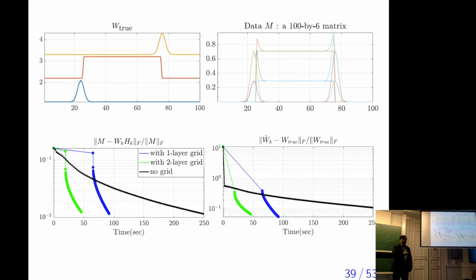So it tells that if you want to solve unimodal NMF, you have to use multi-grid. Otherwise, the time is too high. This also concludes that I don't need to compare with other existing approaches in the literature, because they basically have the same complexity as the method without grid. So that's why this is enough.